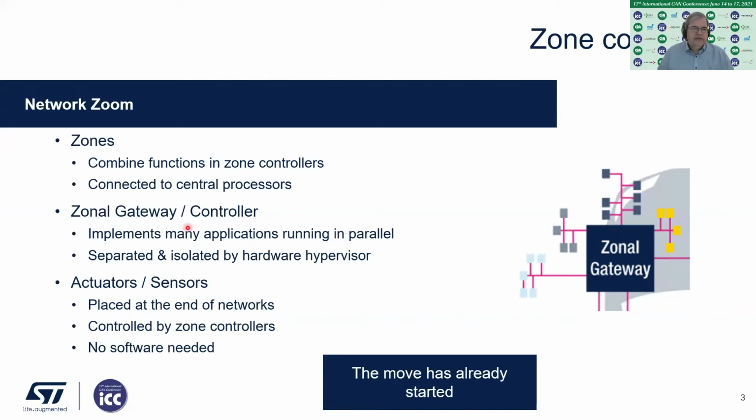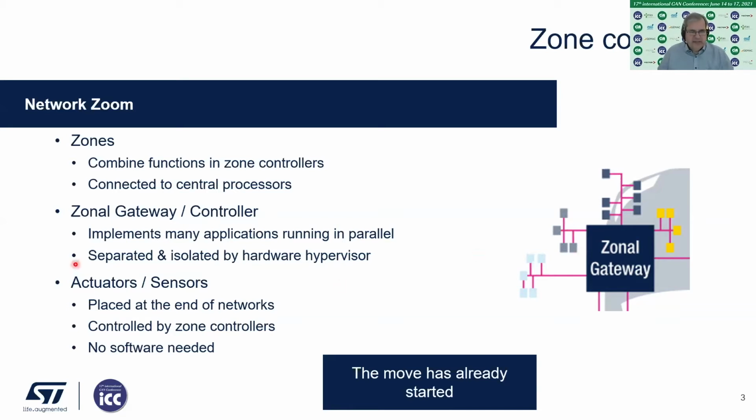And so these zonal gateways and controllers implement many applications that can run in parallel because we're getting more and more powerful microcontrollers and microprocessors. And we can separate and isolate applications by using hardware hypervisors. So that means we can run different applications independently in the same microprocessor, running on different cores and also maybe sometimes even on the same core in parallel, and they are perfectly isolated.